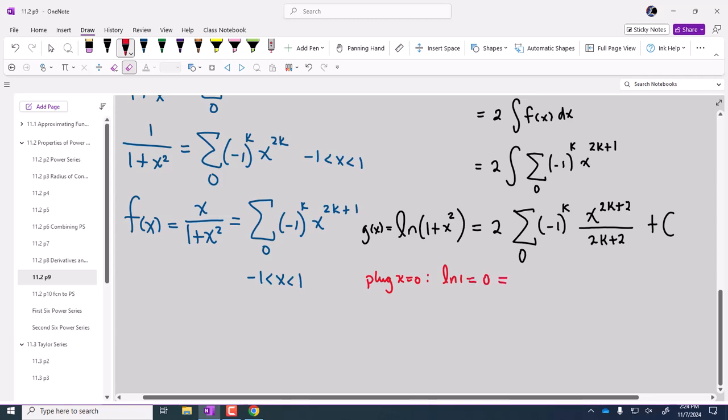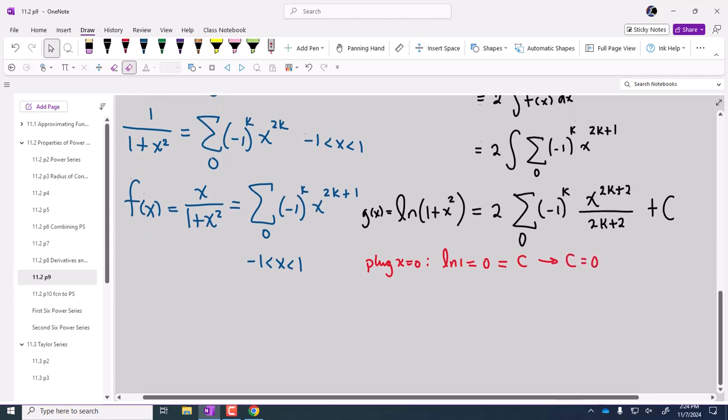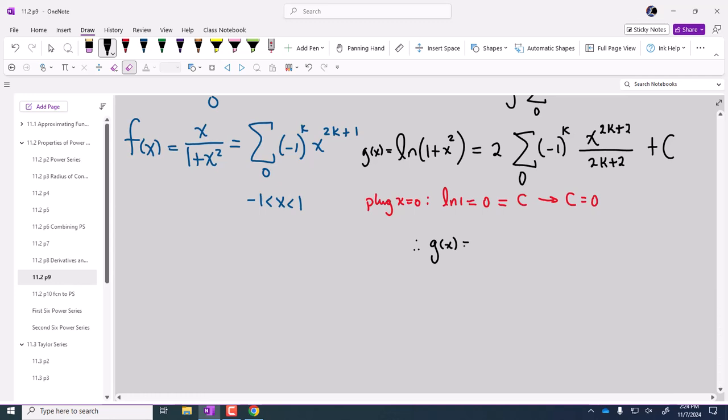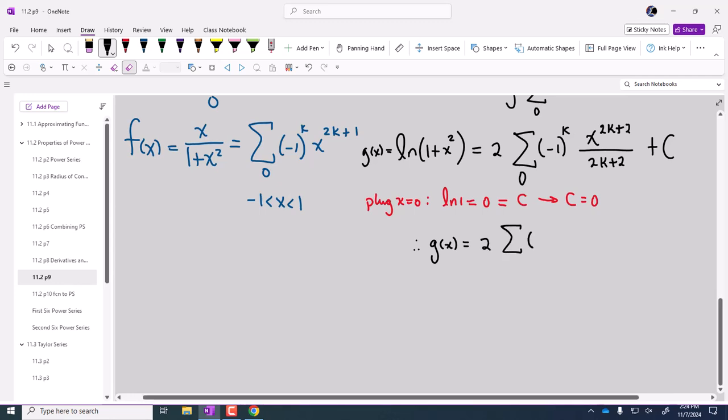So that's the left side. The right side is going to be c, correct? And so that tells us that c has to be 0. So we don't need that constant after all. So our conclusion here is that therefore g of x, the power series for g of x, is just this thingy up here. So that is our power series for g. We don't need the plus c because the c turns into a 0. And that starts at 0. So there is our power series.